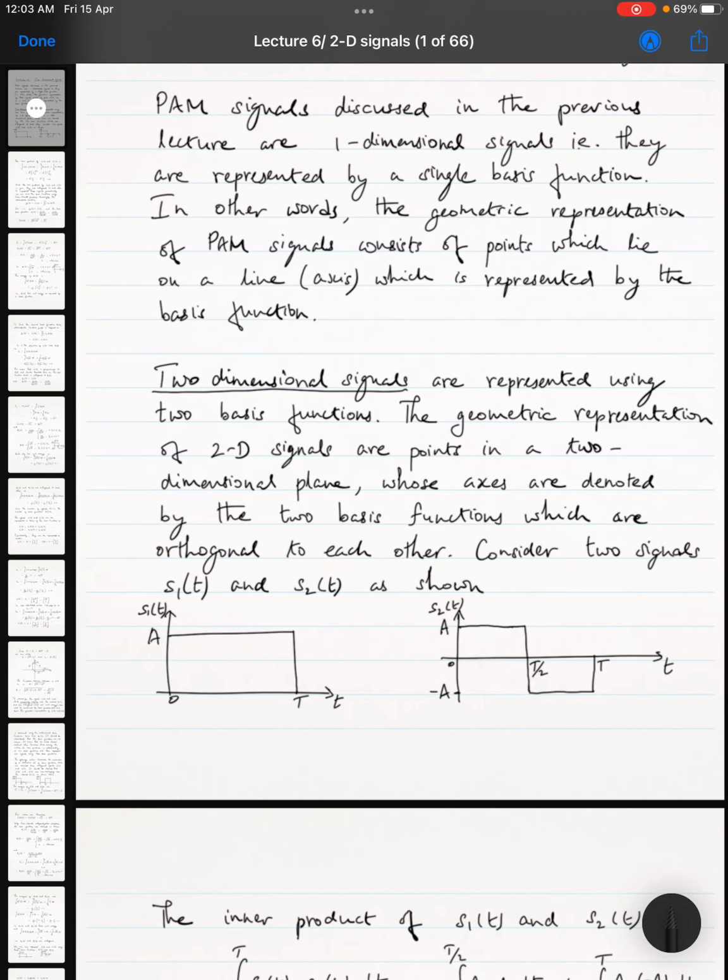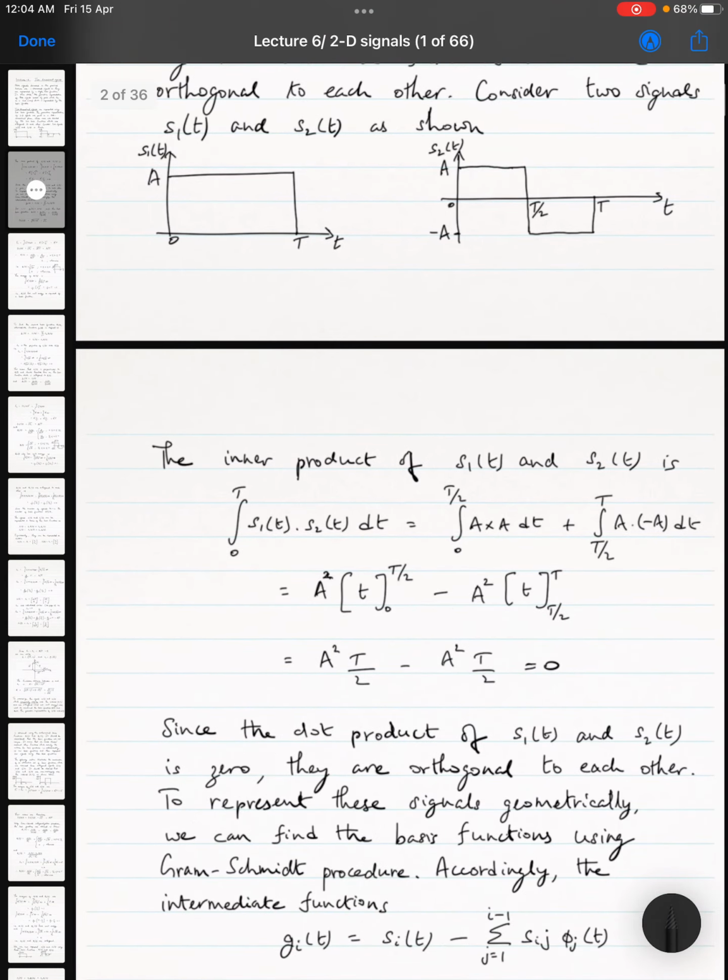So let's look at the first case where we have a set of two signals, S1 of t and S2 of t, and as you can see, they have overlap in the duration t. So S1 of t and S2 of t both are defined in the duration 0 to t. So these are overlapping signals. And if you take the dot product between these two signals, you will also notice that they are orthogonal to each other. What we will first do is we will first show that the dot product is indeed 0.